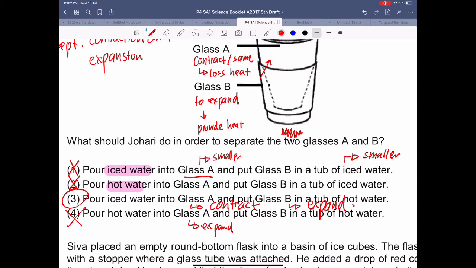Yes, Owen? Yes, glass A will expand slower than glass B, but sometimes the expansion is so fast that both will expand nearly at the same time. So the safest way is actually to put cold water in glass A but hot water for glass B. So you contract glass A but expand glass B, then the effect will be multiplied because one is contracting and one is expanding. So that's why I put here either contract or remain the same.